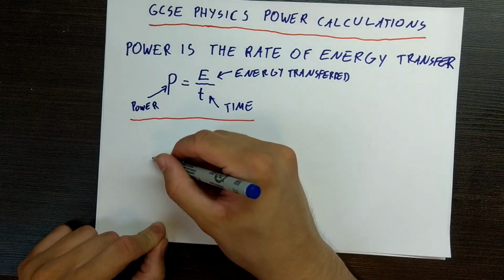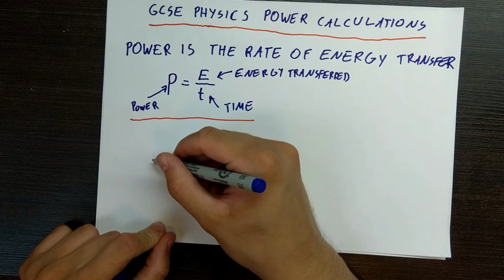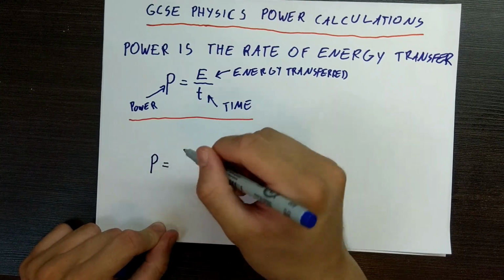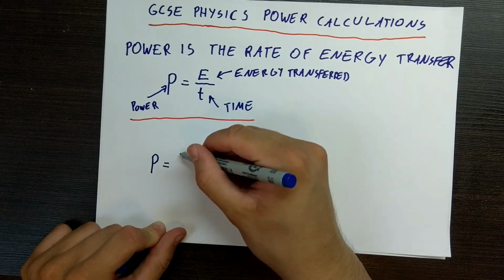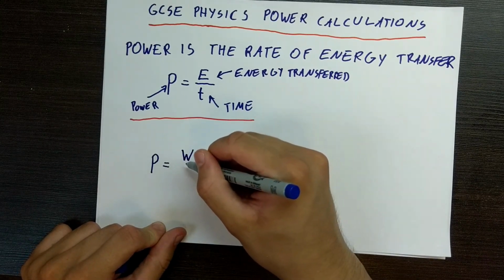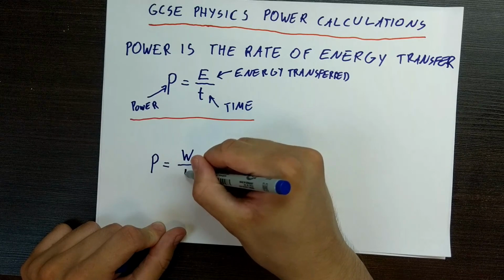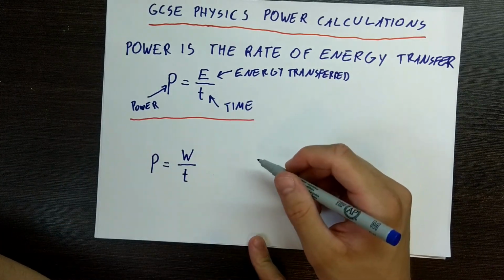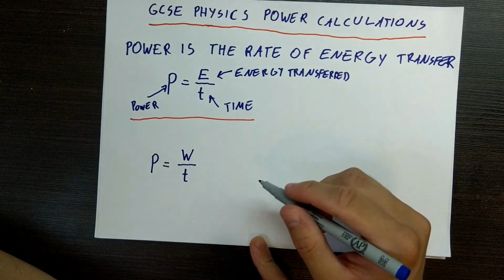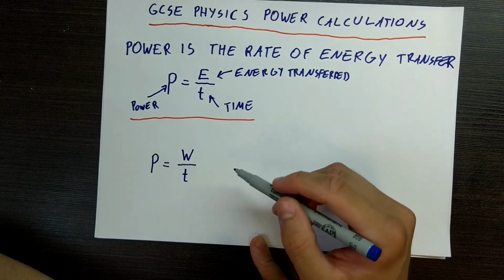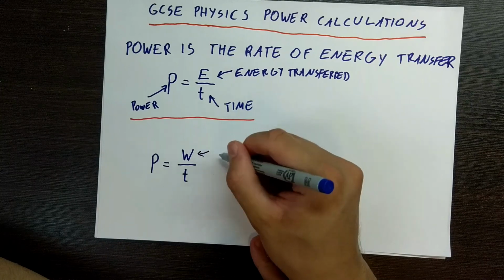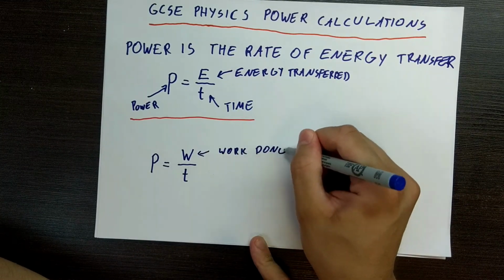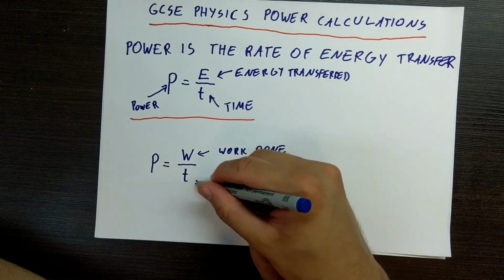Now, another equation for power that you need to know is actually incredibly similar. Another equation in which we can consider power is power equal to work done divided by time. Now, we already discussed the concept of work done. Work done is the energy transferred. So this is actually very similar. I'm going to write it down for you. Again, annotate it.